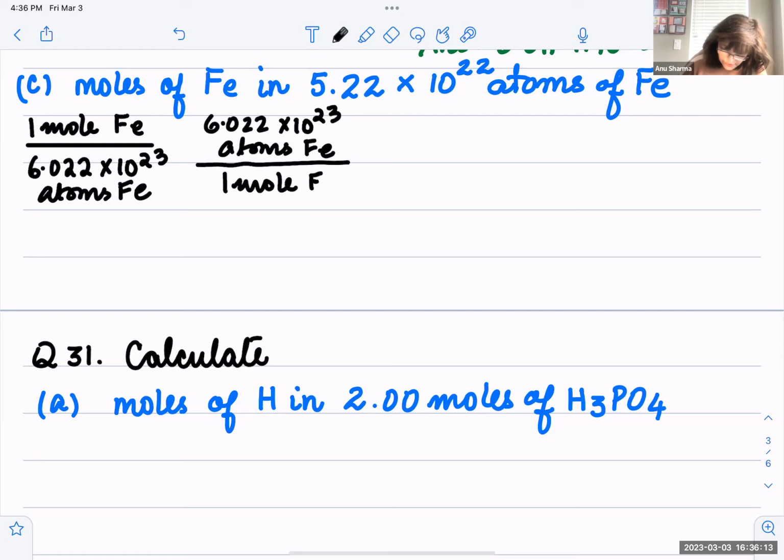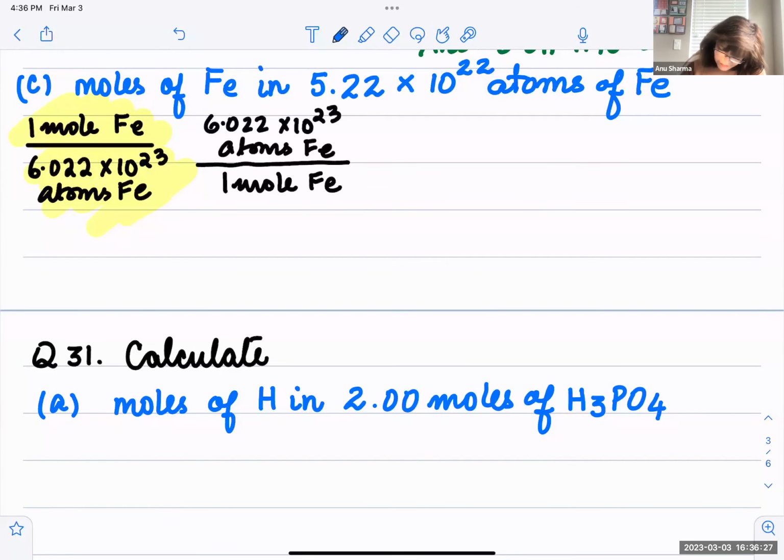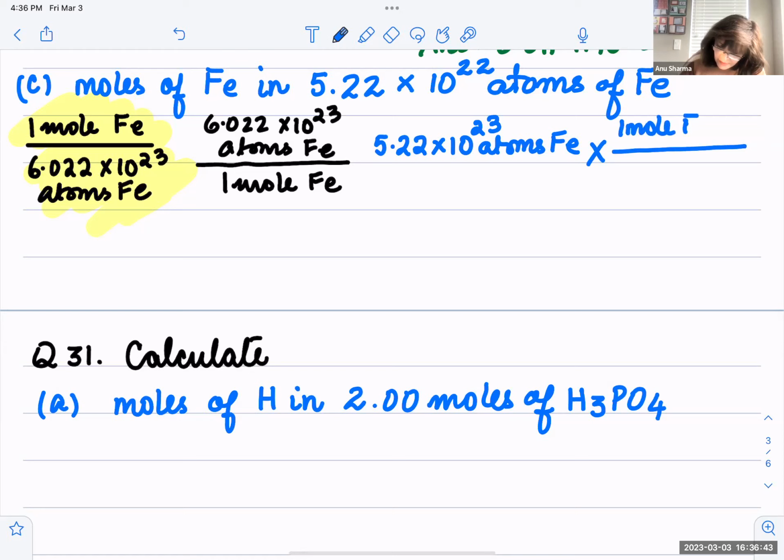So you want to cancel out the atoms of iron. So this is the conversion factor you're going to use, and you want to find the moles, so the moles is on the top. So you will write down the given: 5.22 into 10 to the power 23 atoms of iron, multiplied by that conversion factor, 1 mole of iron over 6.022 into 10 to the power 23 atoms of iron.